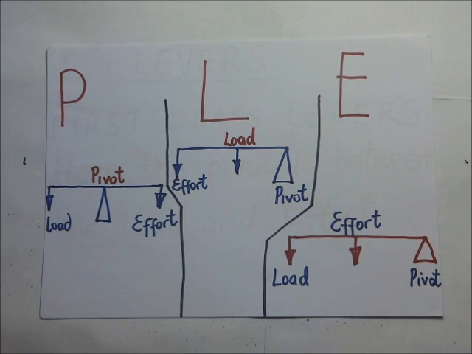Because we have three types of levers, we have three classes of levers. We have the first class levers, the second class levers, then the third class levers. Now the question is, how do we identify that this lever, or this rigid bar which is free to move about a fixed point, is first class, second class, or third class? We identify that using an acronym called PLE.